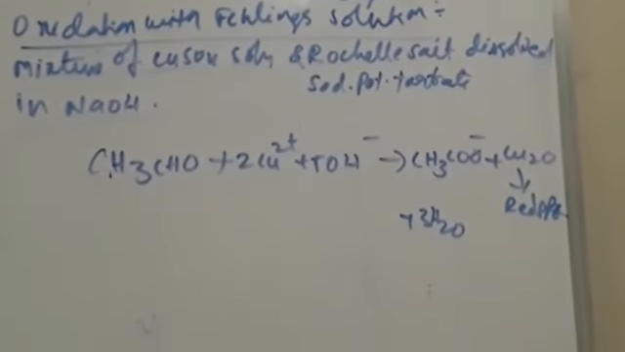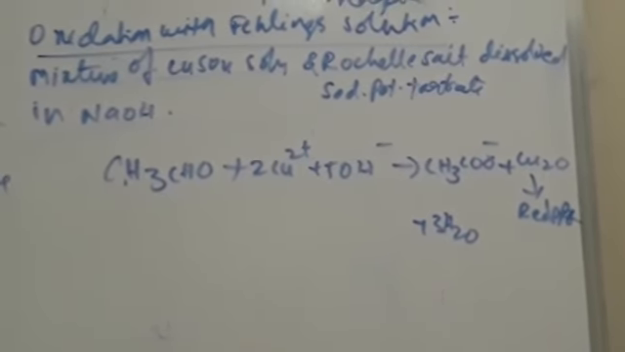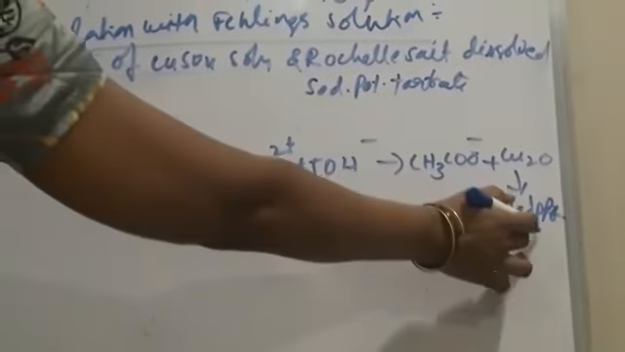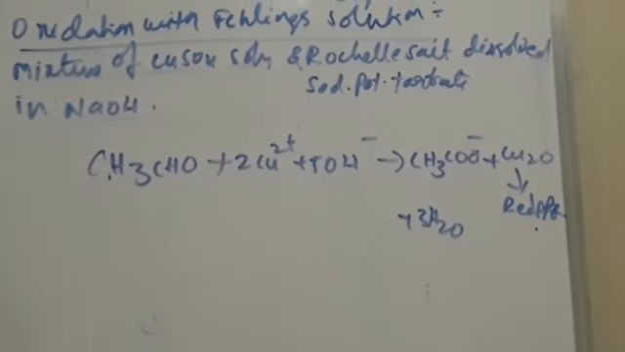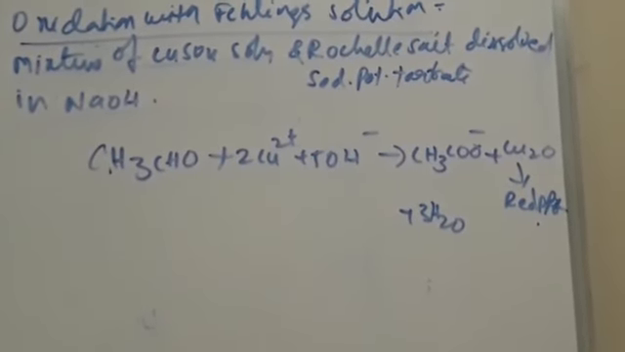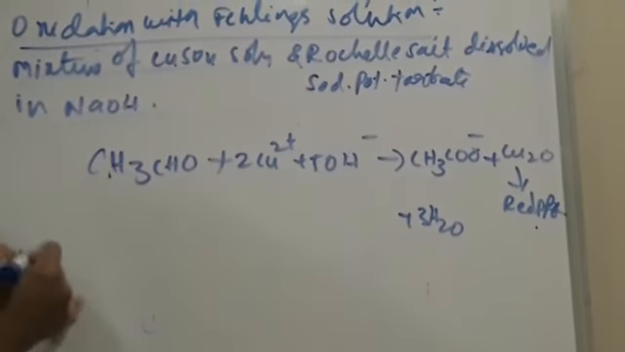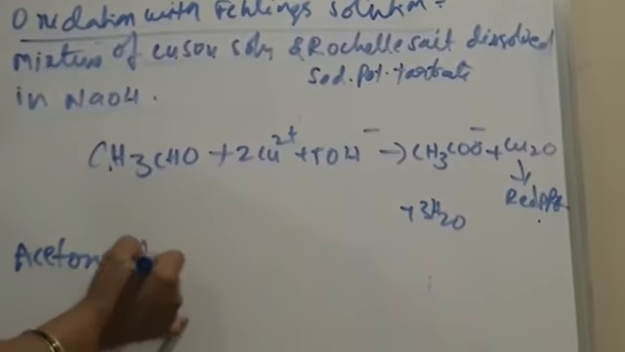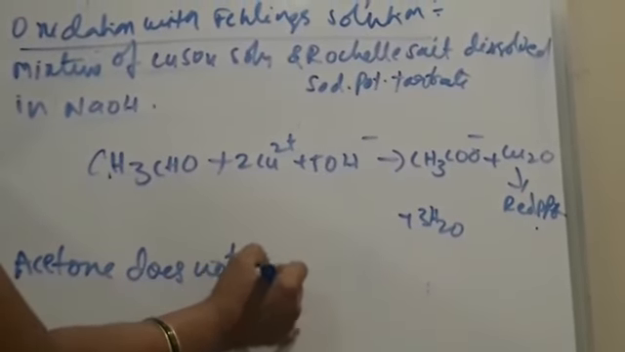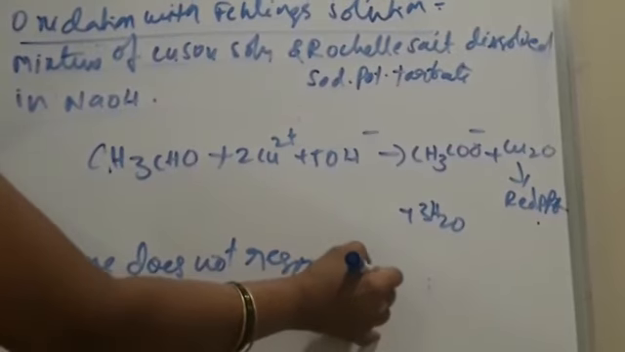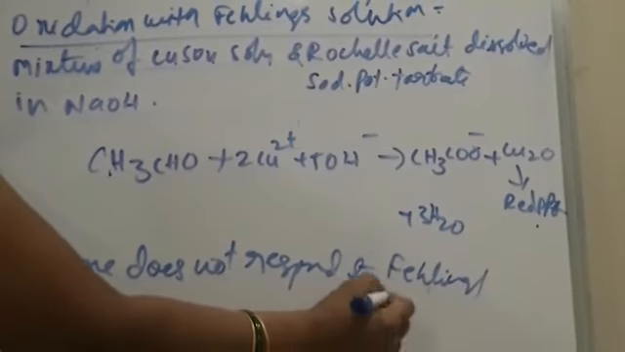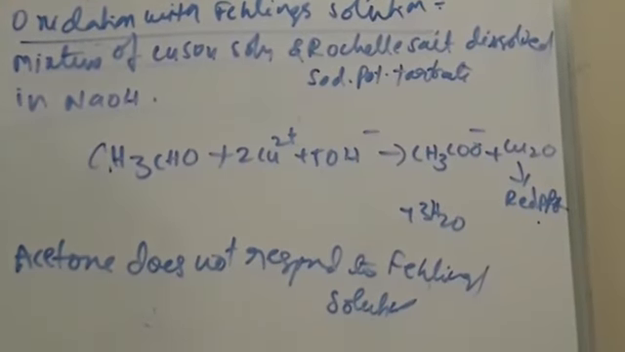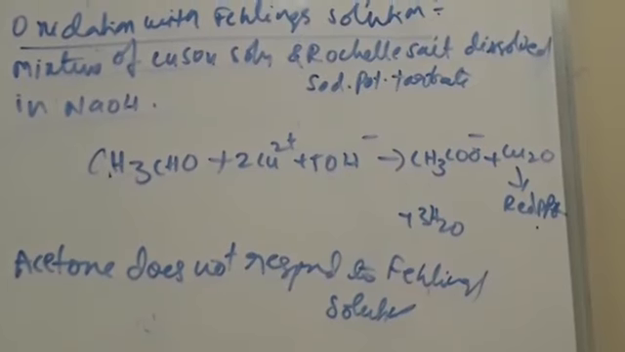Aldehydes with the addition of Fehling's solution on heating give a red color precipitate. We will get a red color precipitate of cuprous oxide. Okay. Whereas ketones do not respond to this test. Okay. So acetone does not respond to Fehling's solution. Okay, there is no reaction with acetone for both the Tollens and Fehling's solution.